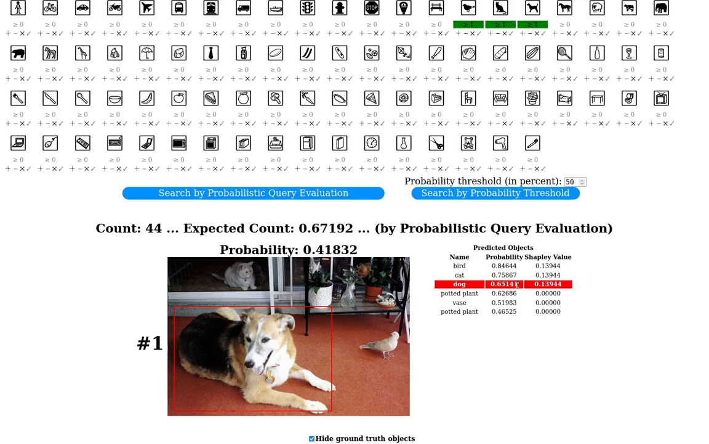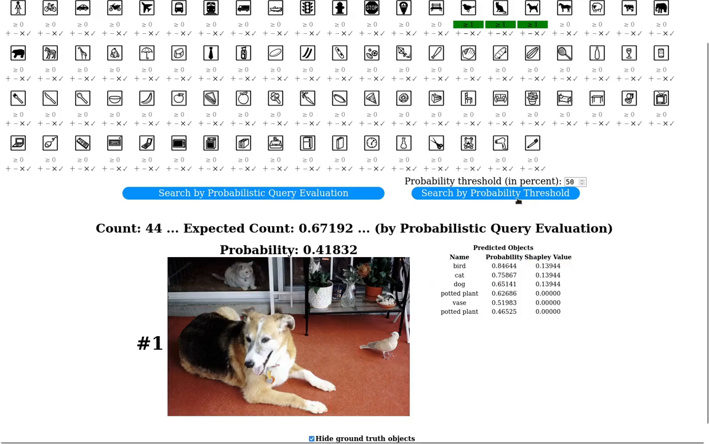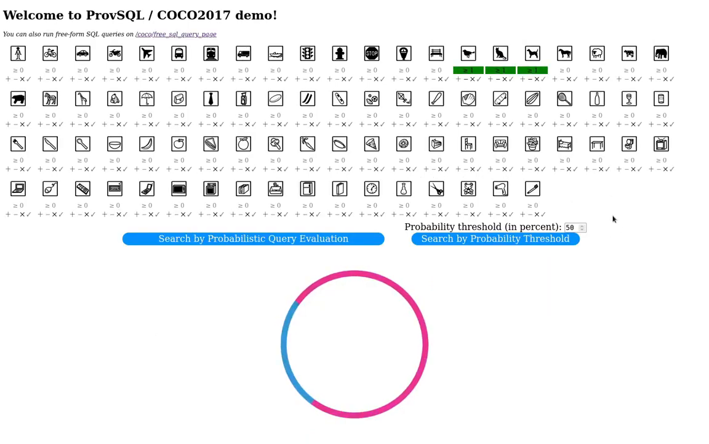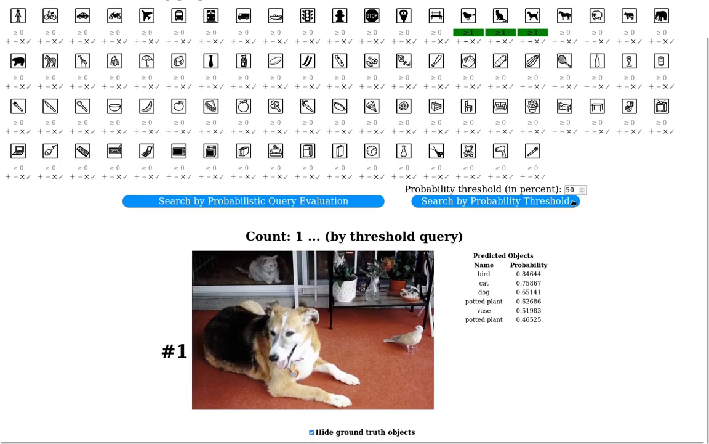Instead of doing a probabilistic query evaluation, we can do a regular query by clicking on this button, which will just filter out every object that has a probability lower than a threshold, and here the threshold is 50%. So with a threshold of 50%, we only get this same image, which is the only image that matches the query with this particular threshold.